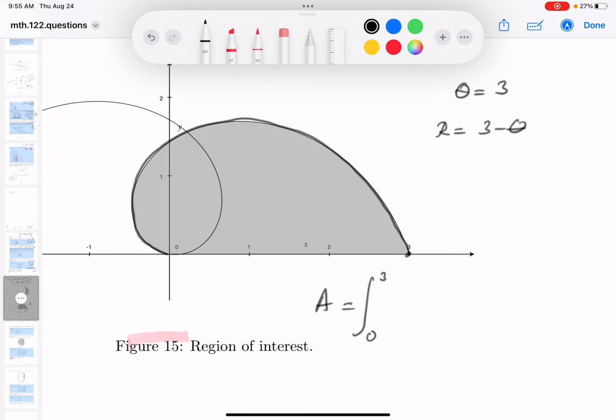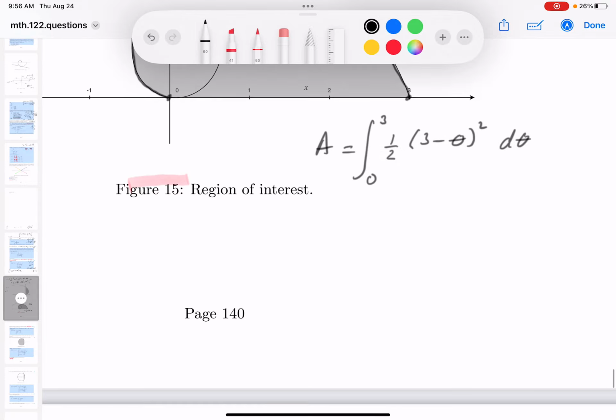Once you hit 3, you're at the origin, because 3 minus 3 is 0. No radius. So I would probably make that assumption looking at the picture. But again, I want to emphasize over here that this does go below the x-axis. Let me just back up a little bit and put down the integrand now. So 1/2 r squared d theta. And what's that going to be? 3 minus theta squared. Let me go through the integration.